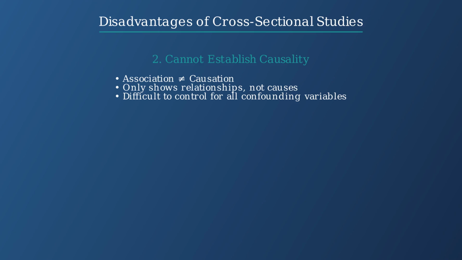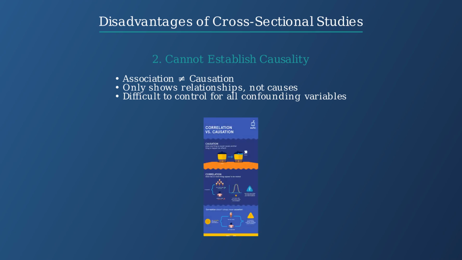The second major limitation is the inability to establish causality. Cross-sectional studies can only show associations between variables, not cause and effect relationships. This image illustrates the difference between correlation and causation. Just because 2 factors appear related in a cross-sectional study doesn't mean one causes the other.